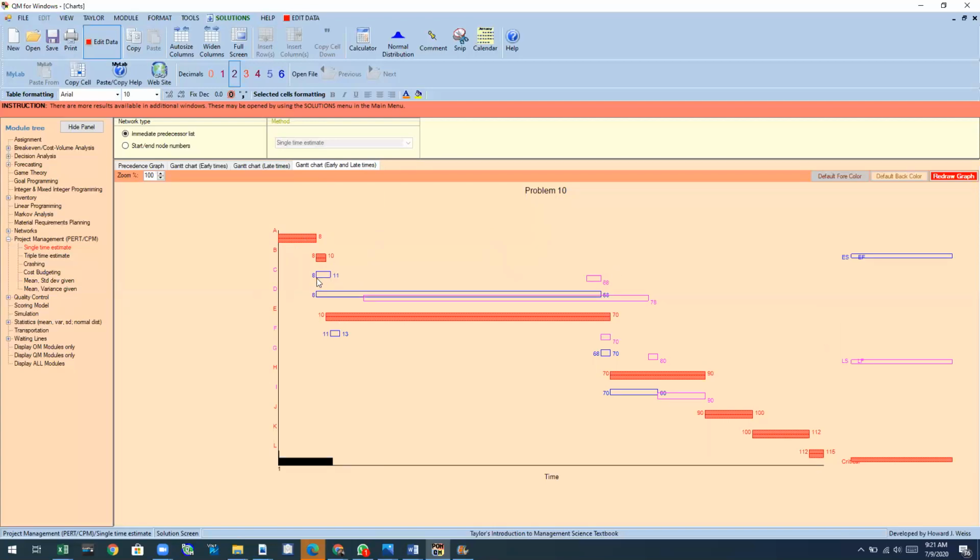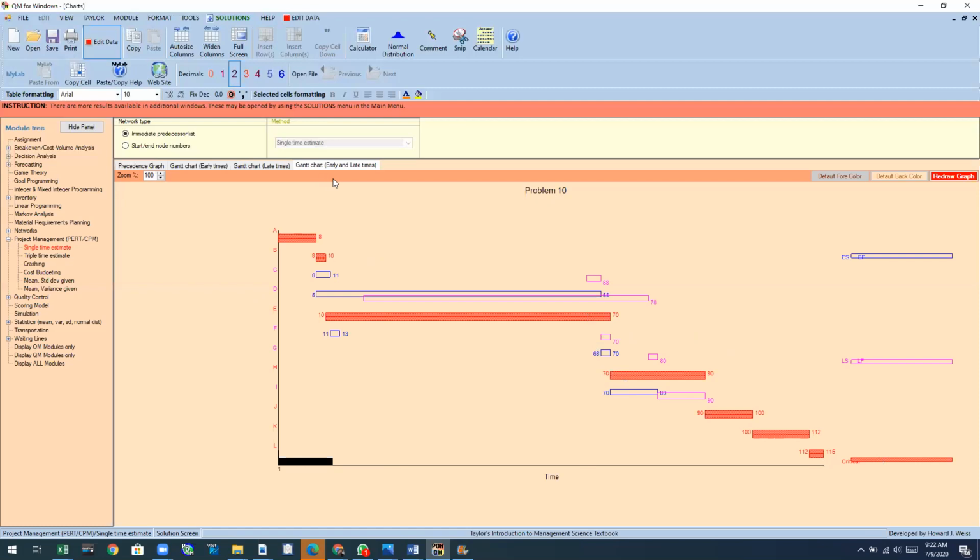In other words, activity C can start as early as day 8, or it can start as late as day 57, and it will still be finished on day 68 without delaying the next activity that depends on it, which is activity G. Yes, G. So you see the Gantt chart also gives us a good project planning visually.